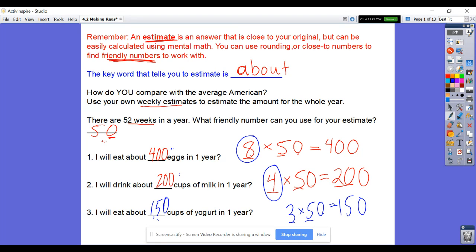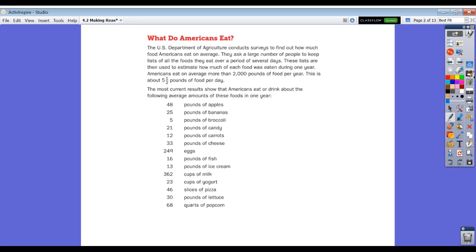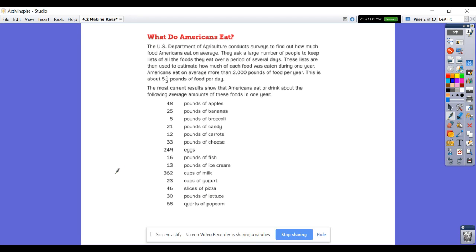Now let's look at some of the American numbers, and you can look at how you compare. So if you want, you could pause the video and read this more carefully because there's some interesting background about where this data comes from, but it's published by the U.S. Department of Agriculture. And just to show you their estimates, the most current results show that Americans eat or drink about the following average amounts of these foods in 1 year. So for the average American, 249 eggs.